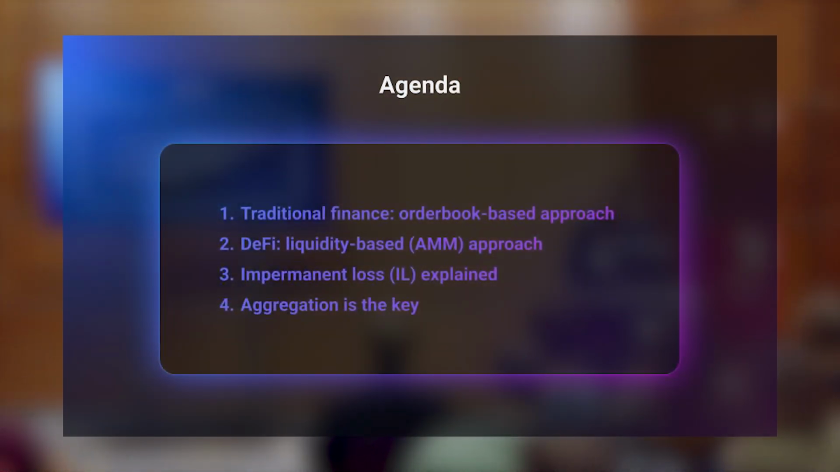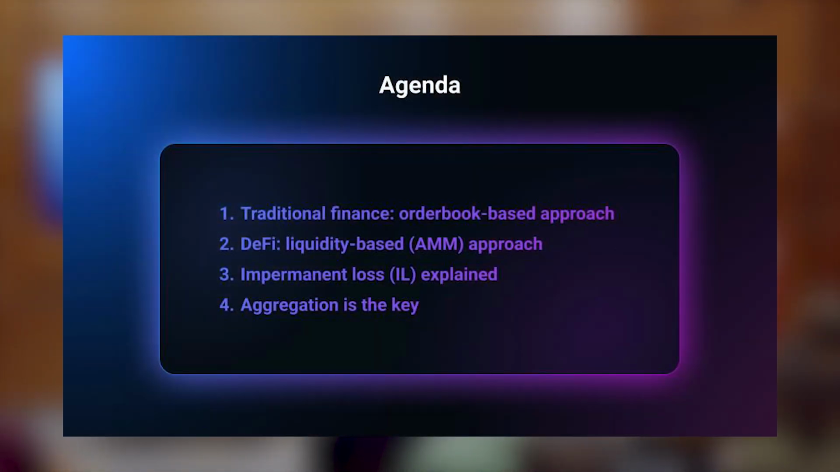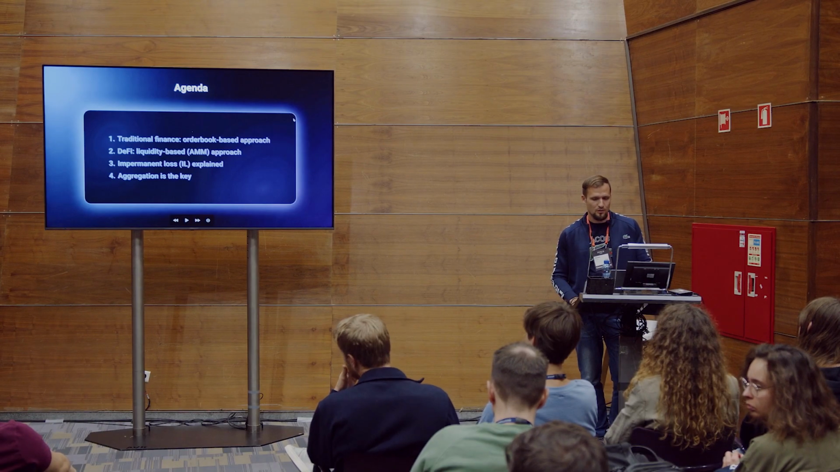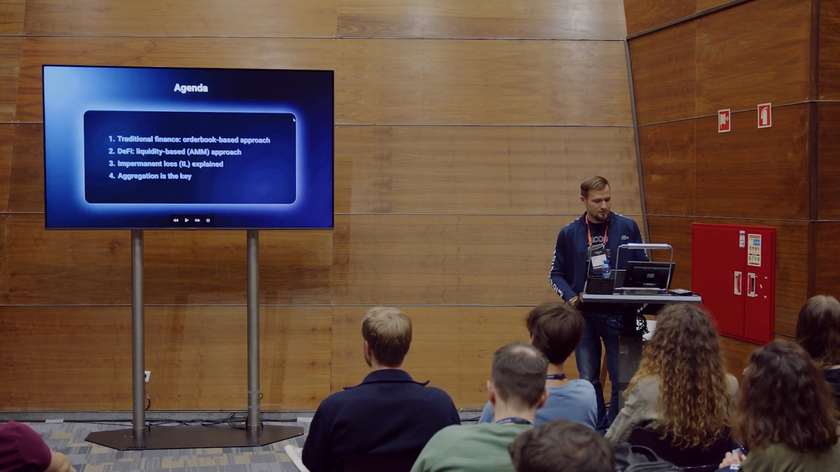We will first talk about Orderbook-based DEXes, which appeared earlier than others. Then we will talk about AMMs. Then we will discuss what impermanent loss is, because there are a lot of rumors regarding this thing, and not many people really understand what it is and how to deal with it. And at the end, we will discuss aggregation and how it has changed since 2019.